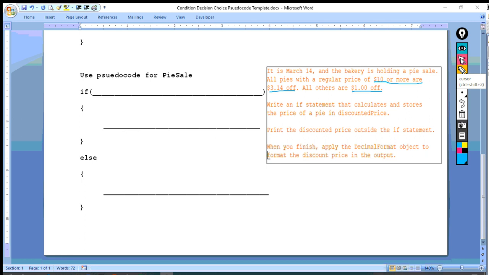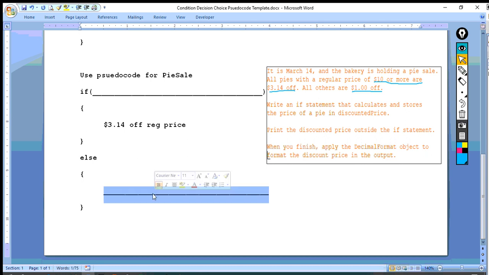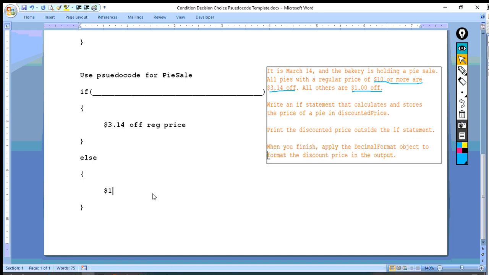And so what we can do then is we can say $3.14 off regular price, or we could say $1 off regular price.